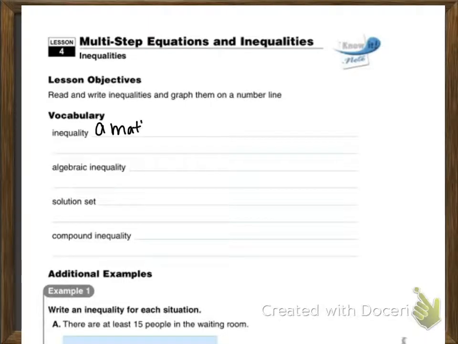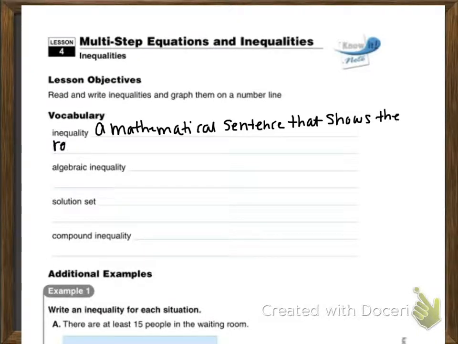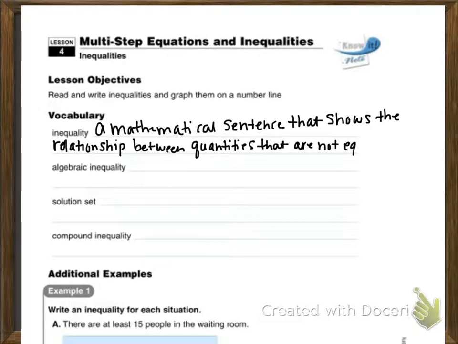So, an inequality is a mathematical sentence that shows the relationship between two quantities that are not equal, or they may not be equal. So rather than having an equation where we have them set equal to one another, 4x equals 16, we would say something such as 4x is less than 16 or greater than 16. So we're going to start using our greater than, less than symbols. So a mathematical sentence that shows the relationship between quantities that are not equal.